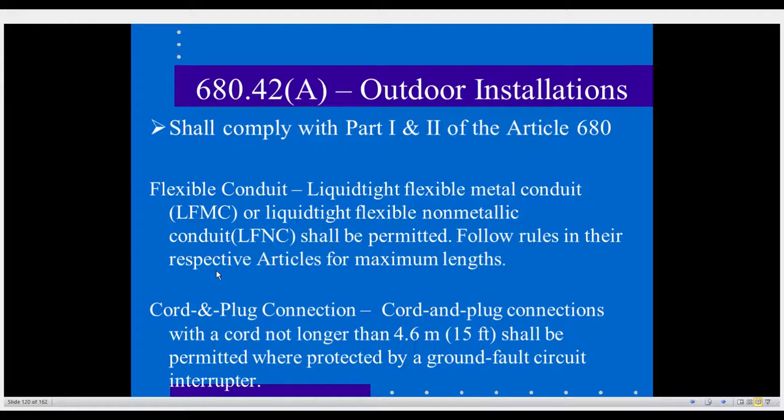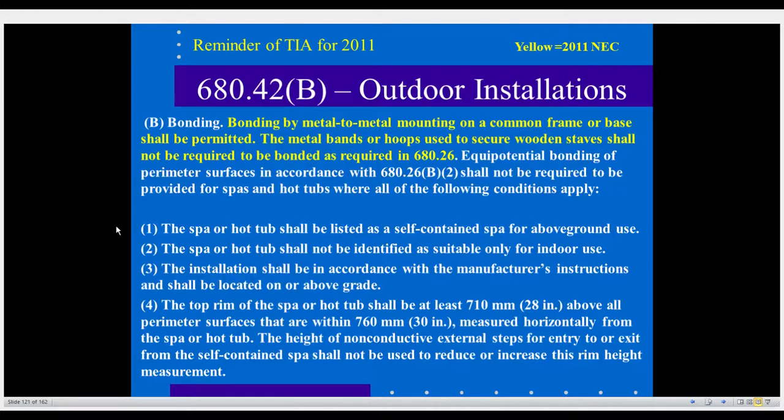A lot of them you buy, you can get it as 20 amp with a cord and plug, and it's integral to the cord and plug. So here it is, cord and plug connections with a cord not longer than 15 feet, so you've got a limited length on the cord, shall be permitted or protected by a ground fault circuit interrupter. Okay? All right, so we have established that we do have the ability to have some flexible connections, not just the rigid type of connections that we would see in Part 2.